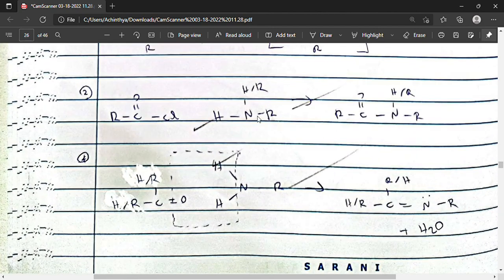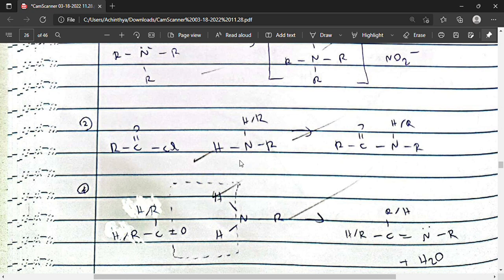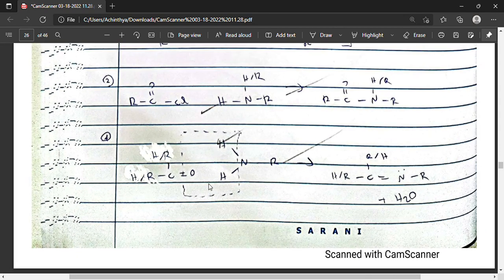If we were to react an amine with an acid chloride, this Cl goes away with this H as HCl, and it will produce this compound over here. And if you were to have not an acid chloride but an aldehyde or a ketone, the H's of the amine will go away with this oxygen as water, while the rest of it produces this compound.